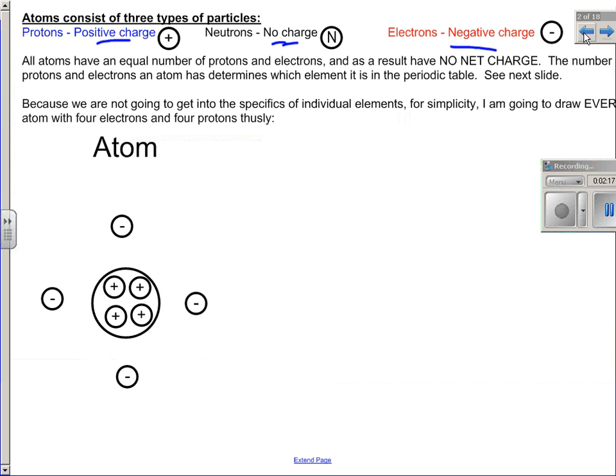Now, because we're not going to get into the specifics of how those different elements work, for simplicity, every single atom that I draw in this class, I'm going to draw like this. I'm going to give it, sorry, 4 electrons, 1, 2, 3, 4, and 4 protons, 1, 2, 3, 4. Okay. Now, again, keep in mind, not every atom in the universe is like that. They have different numbers. But in terms of understanding what's happening to the electrons in an atom, when I draw an atom, I'm going to always draw them with 4 protons, 4 electrons. All right.